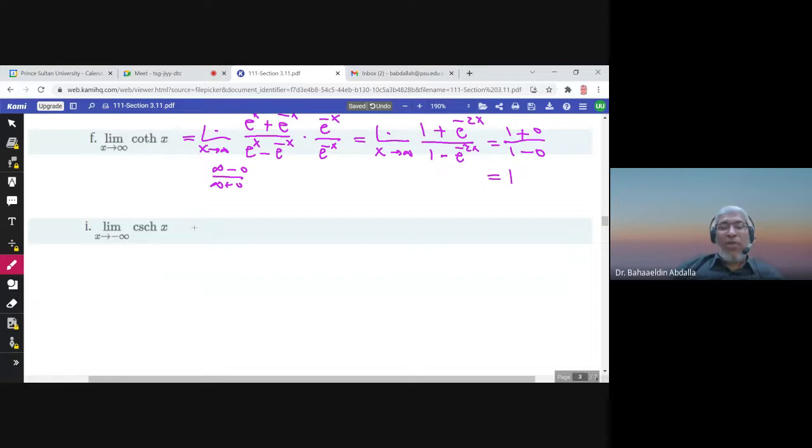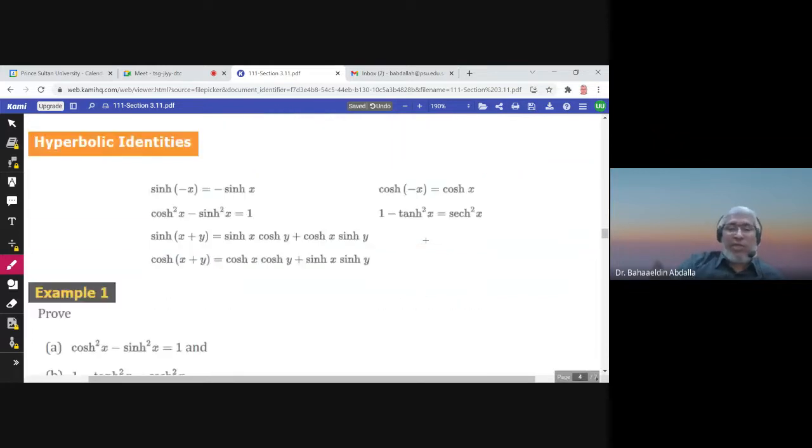Well, for hyperbolic cosecant, it is the reciprocal of hyperbolic sine. And hyperbolic sine is e to the power x minus e to the power negative x over 2. So hyperbolic cosecant would be the reciprocal. Now, e to the power negative infinity is 0, and e to the power infinity is infinity. So this would be 2 over negative infinity, which is 0. So the limit is 0.